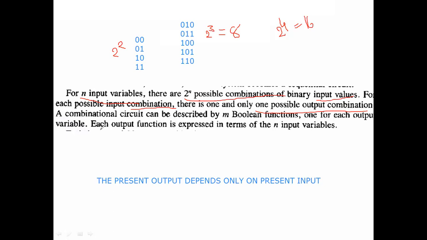So here each output function is expressed in terms of the n input variables. మనకి అవుట్పుట్ ఫంక్షన్ అనేది ఎక్కడి నుంచి వస్తుంది అంటే from the combination of n input variables only. So this is the introduction about the combinational circuits.